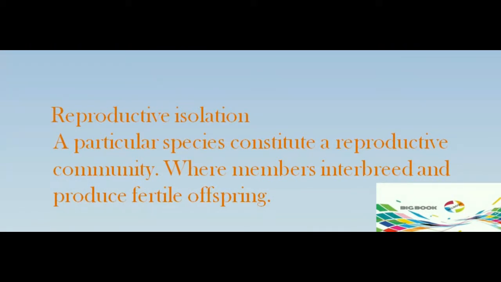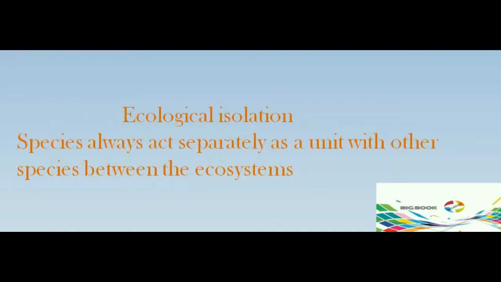Even this kind of feature is seen in spiders also. So here that constitutes a particular species in the form of a reproductive community where members interbreed and produce fertile offspring. Next slide is ecological isolation.